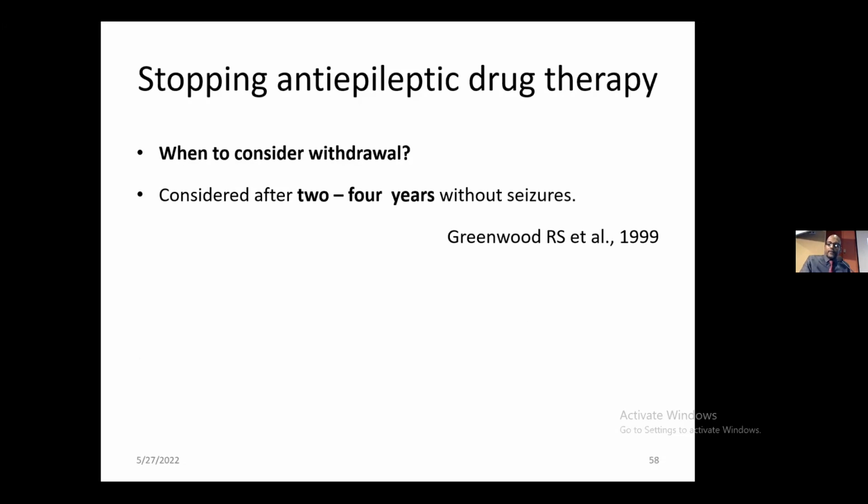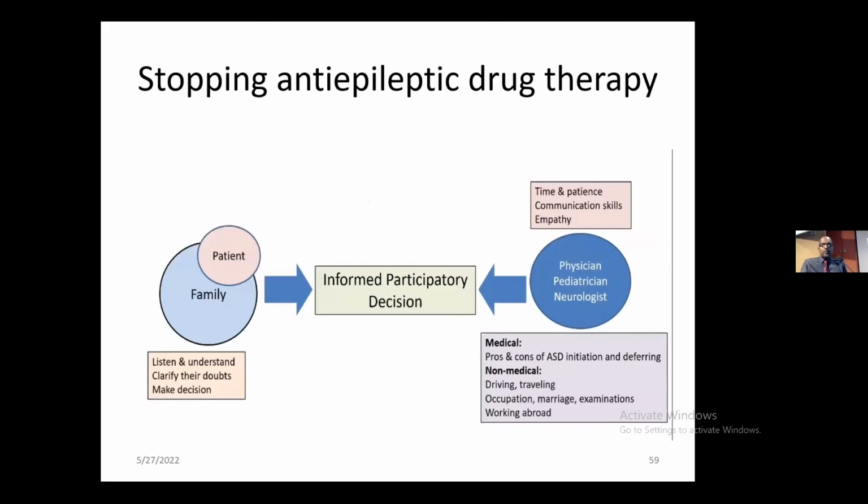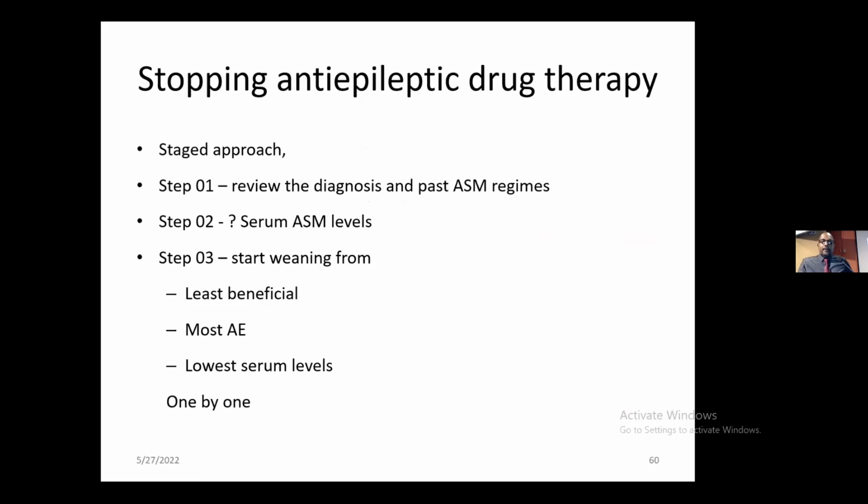So when to consider withdrawal? We can wait for 2 to 4 years, not less than 2 years, probably not more than 4 years, seizure-free, event-free. And it should be an informed participatory decision where the patient, the family, the medical consultant, the previous history, everything should play a part in this particular decision. And it should be a staged approach. Obviously, review the diagnosis and the past anti-seizure medication regimes. Better if you could get the serum levels as well.